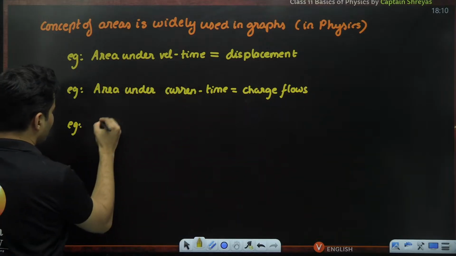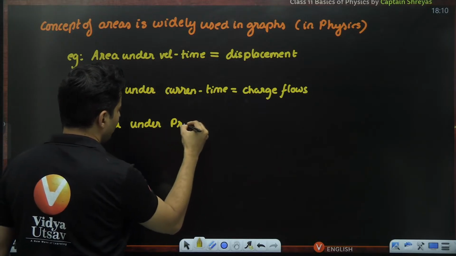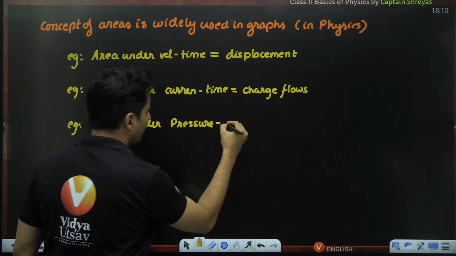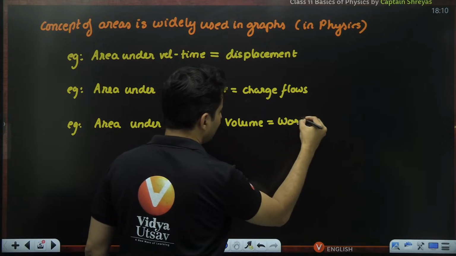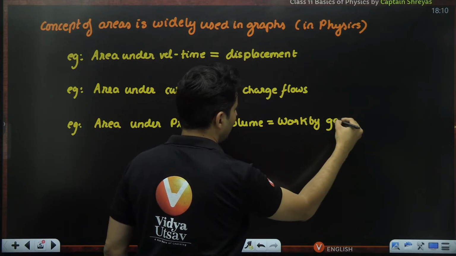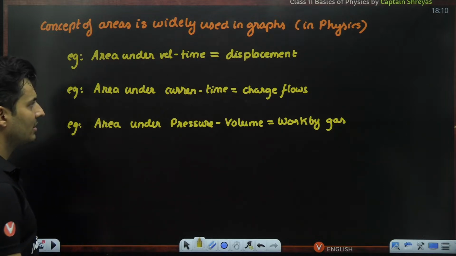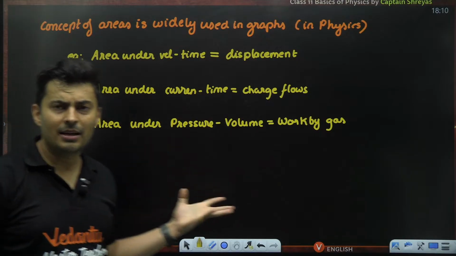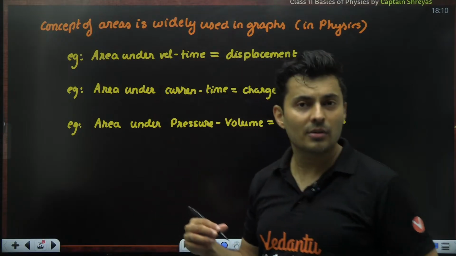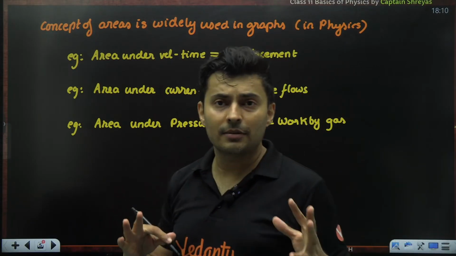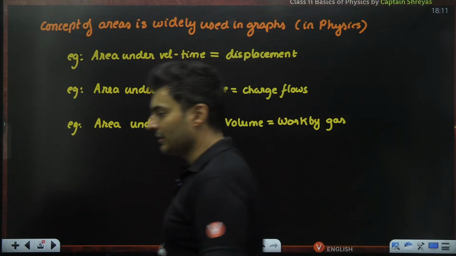Another example, the area under the pressure versus volume graph gives you the work done by that particular gas. Like that, so many examples are there, my dear students, where you need to calculate the areas under the graphs to find out a particular physical quantity. Like the derivative deals with slopes, today we are dealing with finding the area under these graphs.